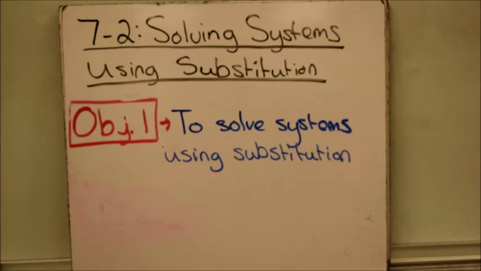Hello, algebra students. Today we're going to get into 7-2, which is solving systems using substitution. In the last lesson you learned how to solve systems using graphing, which is a very valid method. In most of them you can also graph, but we're going to learn another way to do it, and this way is substitution. There's about three different ways that we're going to go over in this section. Graphing, substitution, and elimination are the big things that you need to know how to do.